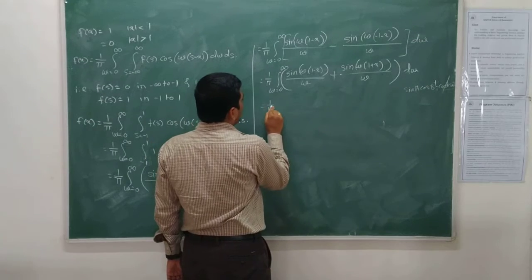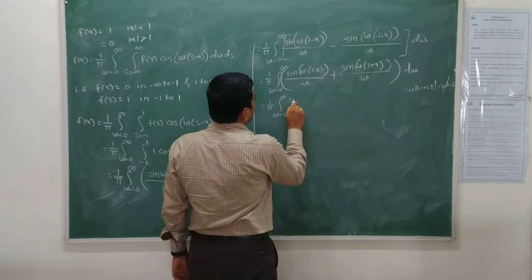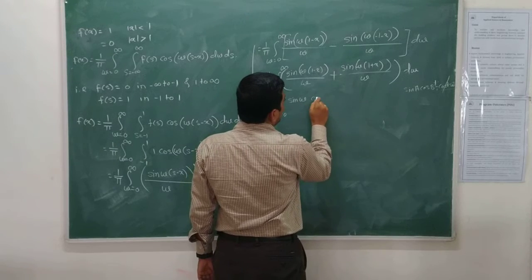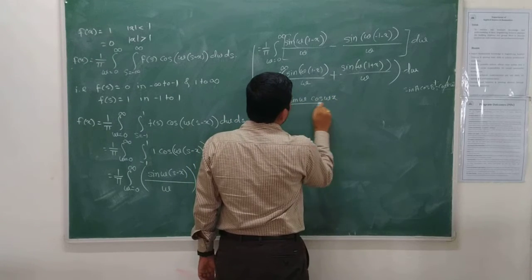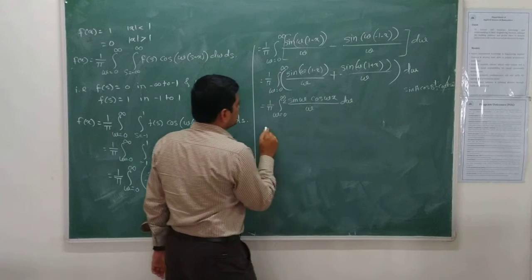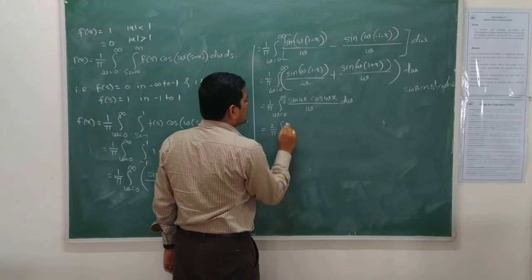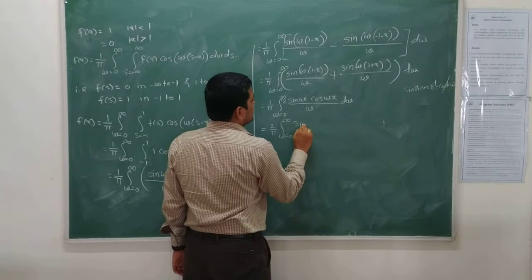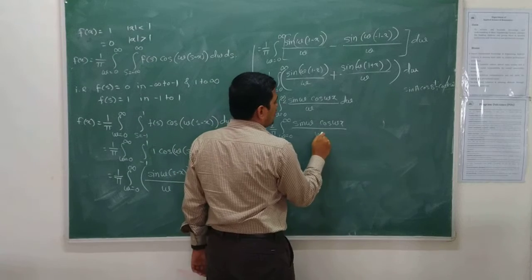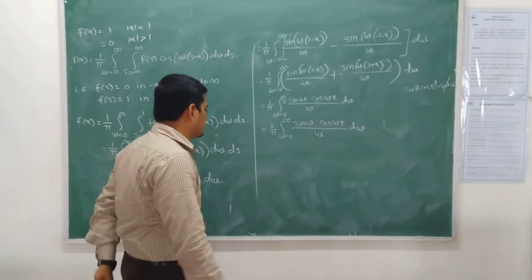Hence this is 1 upon pi integration, omega equal to 0 to infinity, sin a, that is sin omega, into cos omega x divided by omega d omega. Therefore we get 2 upon pi, integral omega equal to 0 to infinity, sin omega into cos omega x upon omega d omega. So this is the Fourier integral representation of the given function.